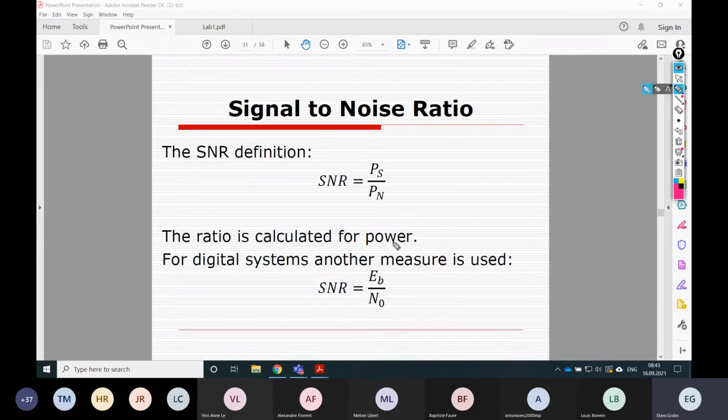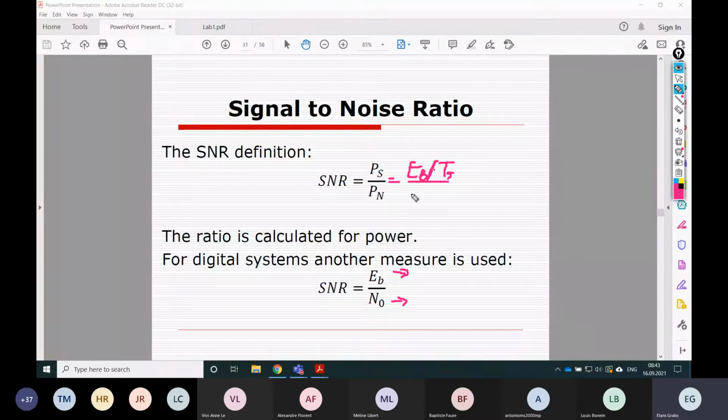So this is the energy of 1 bit. This is the energy of noise in 1 Hertz. And these can be easily expressed through power. For example, signal power can be calculated as the energy of 1 bit divided by symbol duration, so how long this bit is as a signal in time. Energy divided by time is the power.